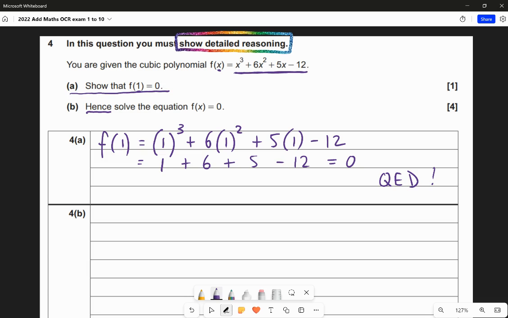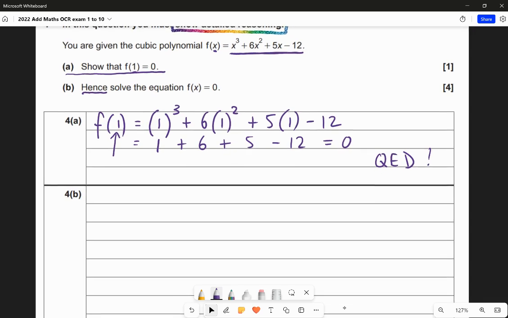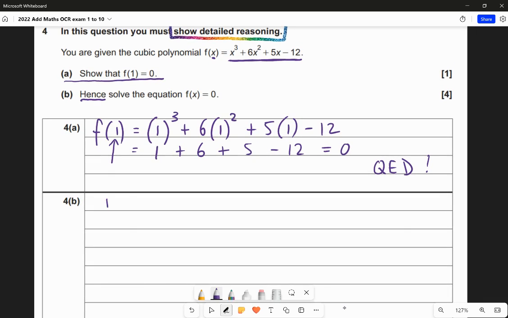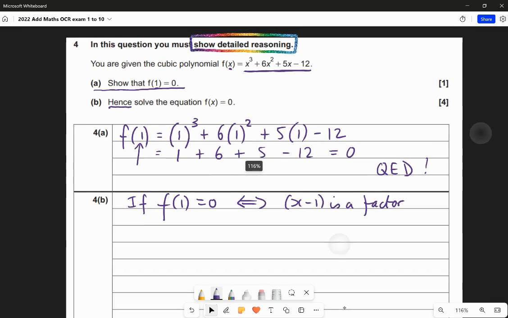f of 1 equaling 0 means I have now found a root. So 1 is a root of the equation, which means if I have a root, I have a factor. So if 1 is a root, then x minus 1 is a factor. That is the factor theorem working. So if f of 1 equals 0, that implies, and is implied by, so it works both ways, that x minus 1 is a factor. Which is great. If I've got a factor, I can now do some factorization of the cubic to try and find other factors.